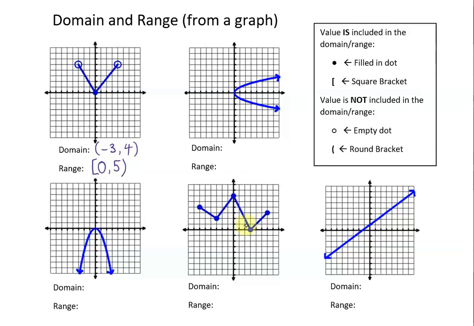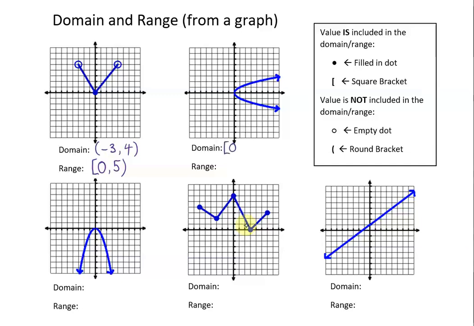Looking at the second graph, the domain. This is once again our x coordinates. I can see the minimum x coordinate from left to right. The leftmost point is 0. That's at my origin. So the leftmost coordinate is 0. Because there's no empty dot there, we are going to include 0 in our domain.